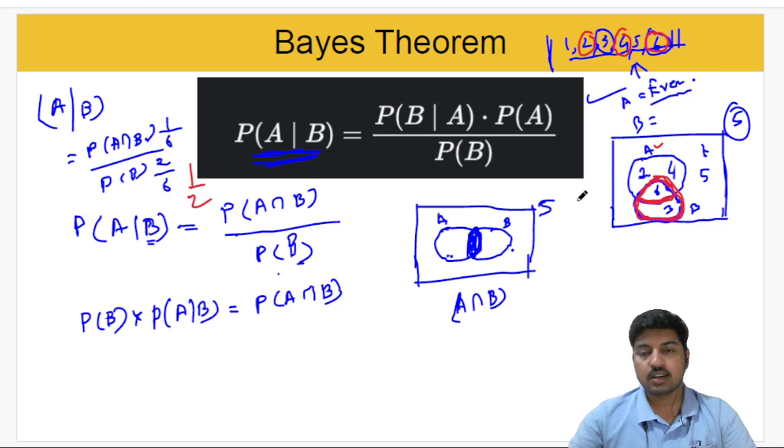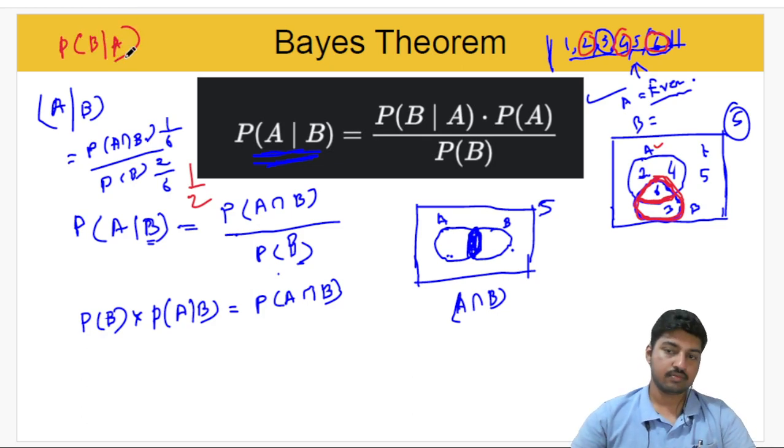Now if I ask differently, what is the probability of event B will happen given that A has happened? How will it change?